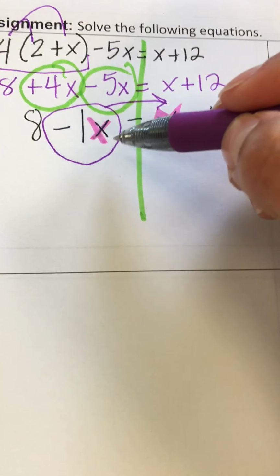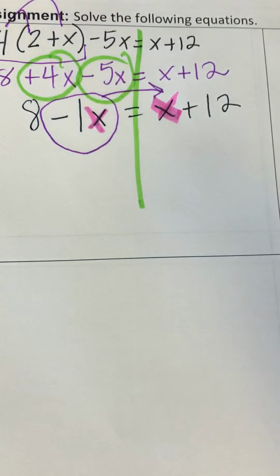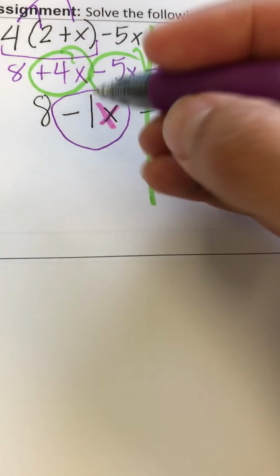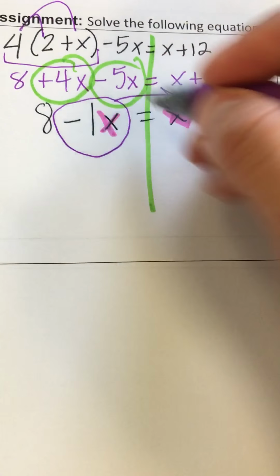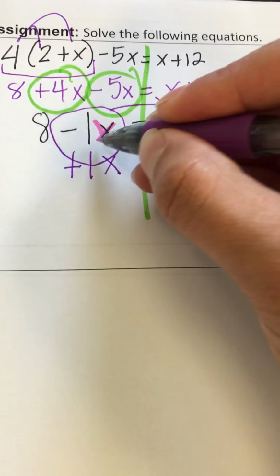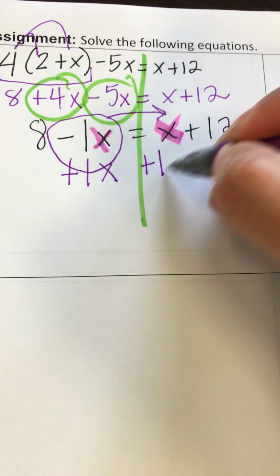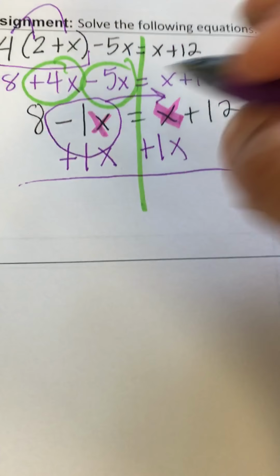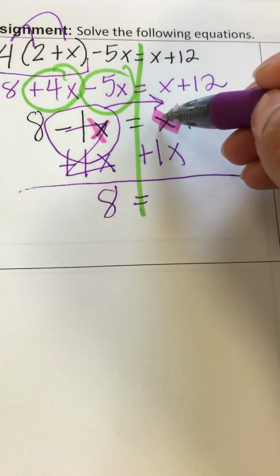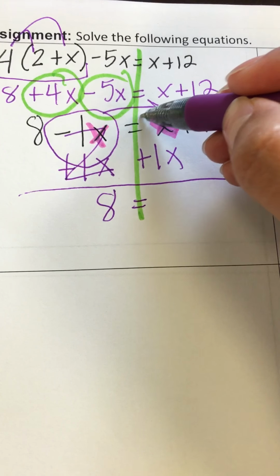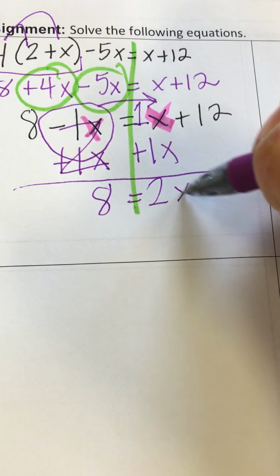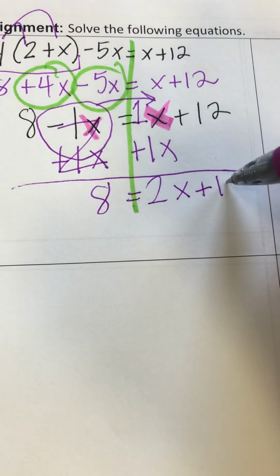Since this is minus 1x, the only two operations to move teams are minus or plus, or add or subtract. So this is minus 1x. To get rid of it, or to move it to the other side, I'm going to do plus 1x. And what I do to one side, I do to the other one. This here zeroes out. I still have the 8 there. If I don't see a number in front of a letter, it's an invisible 1. So I'm going to put 1 plus 1, 2x, and the 12 is still there.